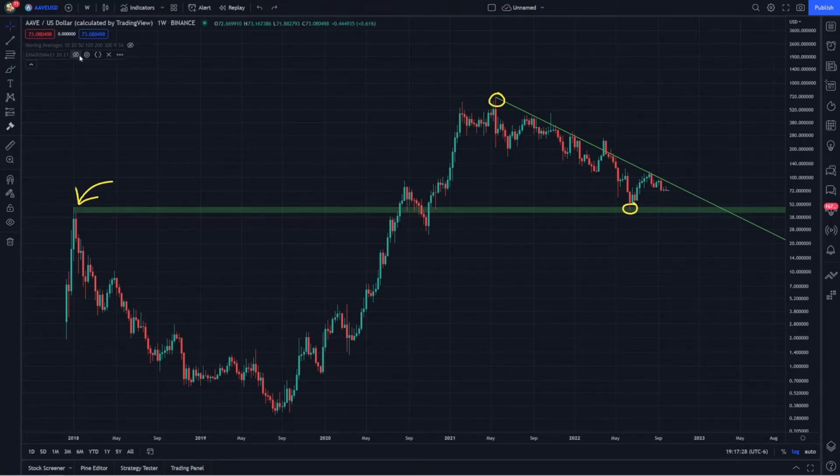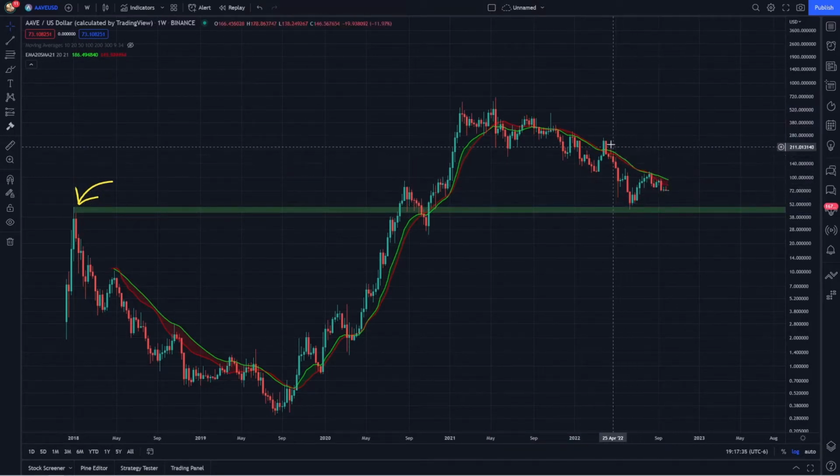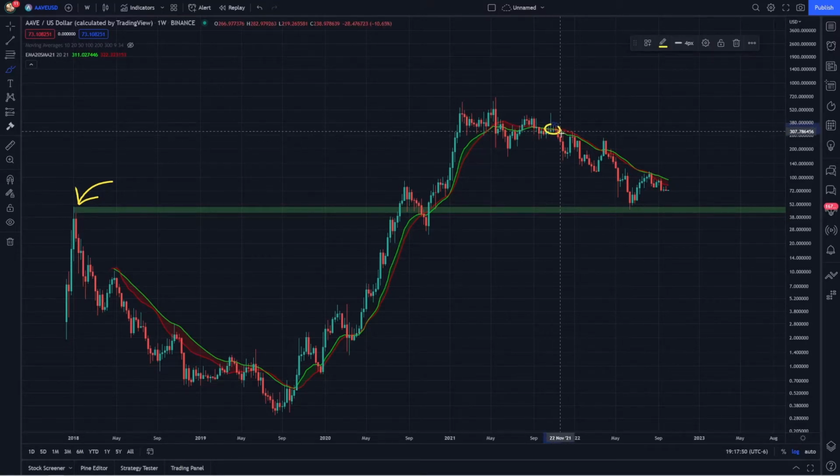Now, another thing that I'm going to be watching out for are these weekly moving averages. So on the chart, that is the red line, that is the 20-week simple moving average, the green line, the 21-week exponential moving average, and these have also been holding resistance throughout the bear market. So you can see when we first lost them back here in September of 2021, AAVE initially flipped it back into resistance in November.